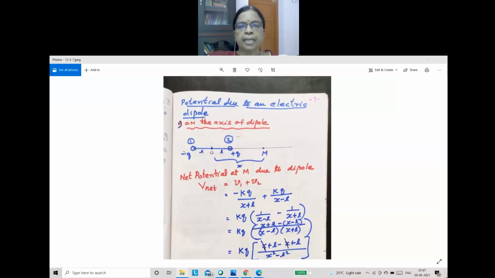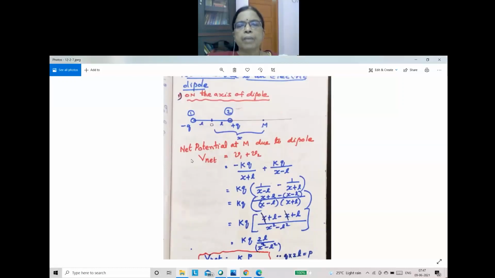Okay, so here it is a dipole, two equal and opposite charges separated by a short distance. Here I have taken the distance as L, and from the center to the point M it is x. So we have to calculate the potential at M along the axial line, at a distance x from the center O of the dipole.